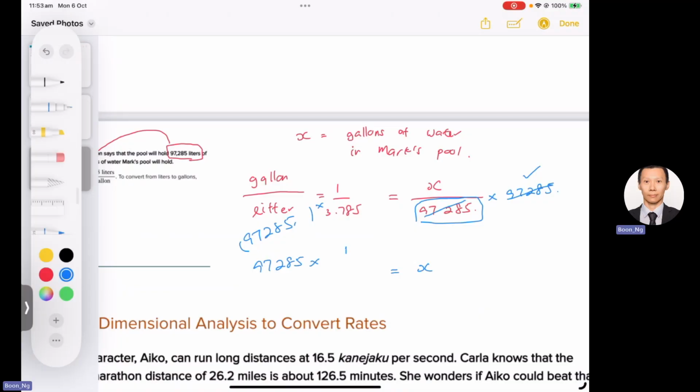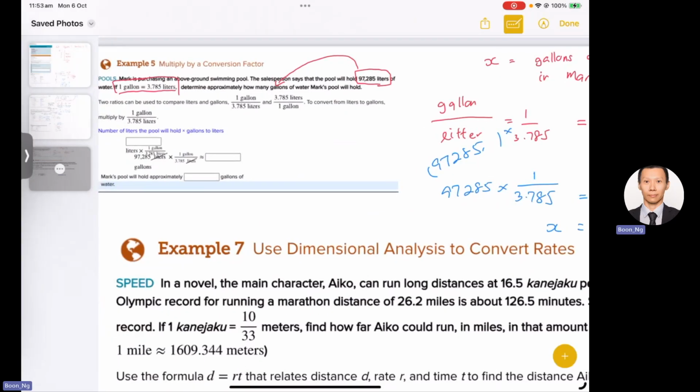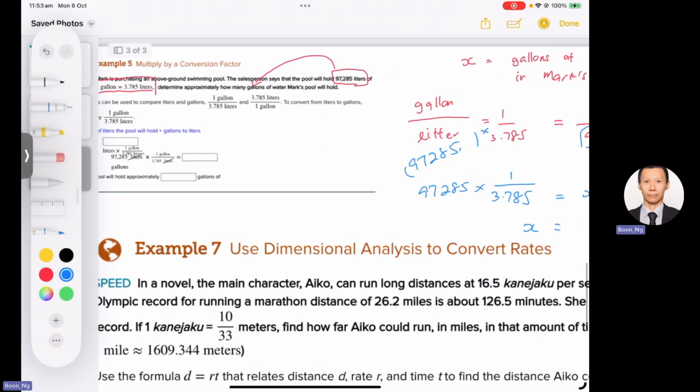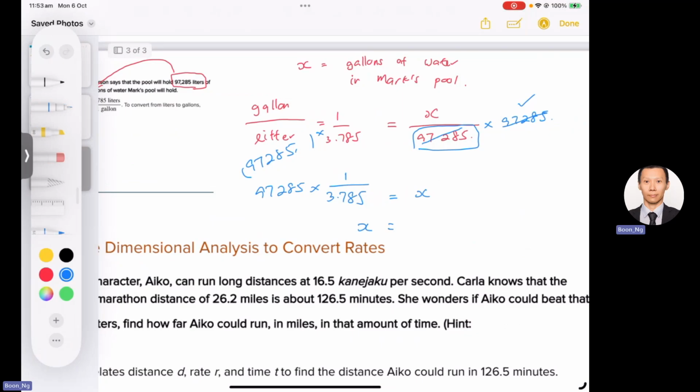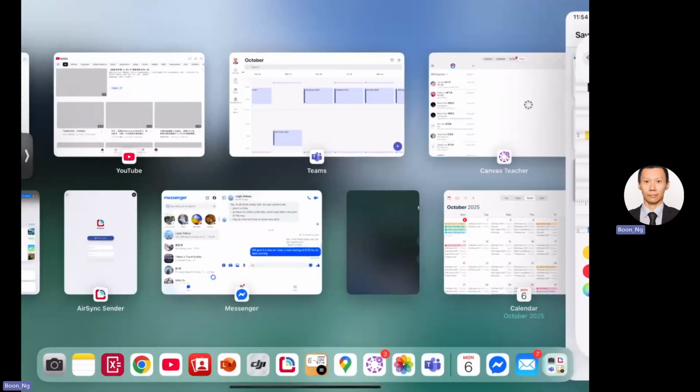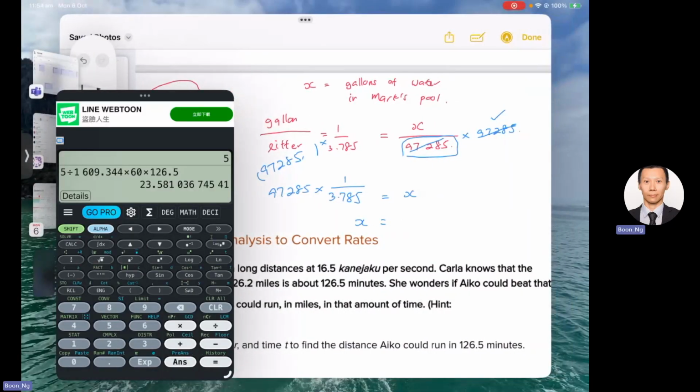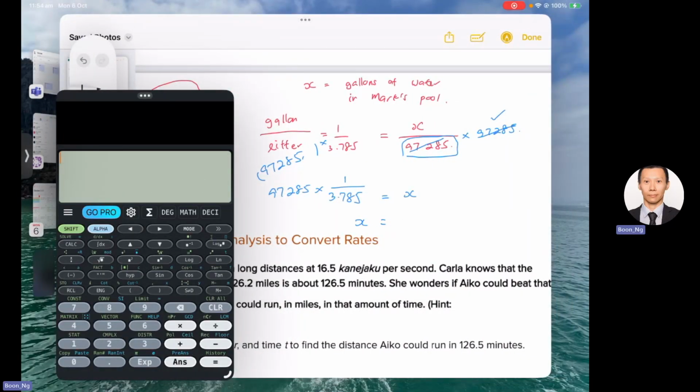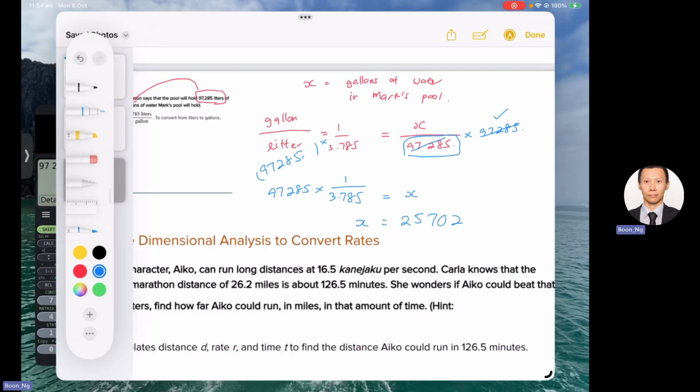97285 times 1 divided by 3.785. X equals, we need a calculator. Hold on a sec, let me pull out my calculator. So 97285 divided by 3.785. The answer would be 25702 gallons.